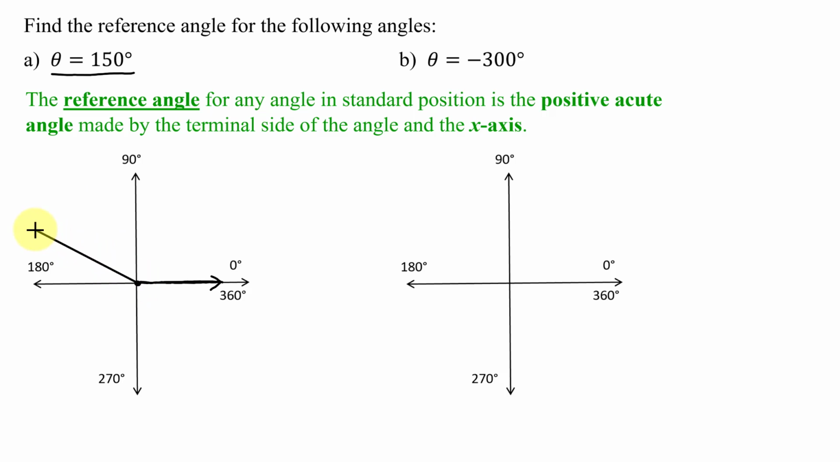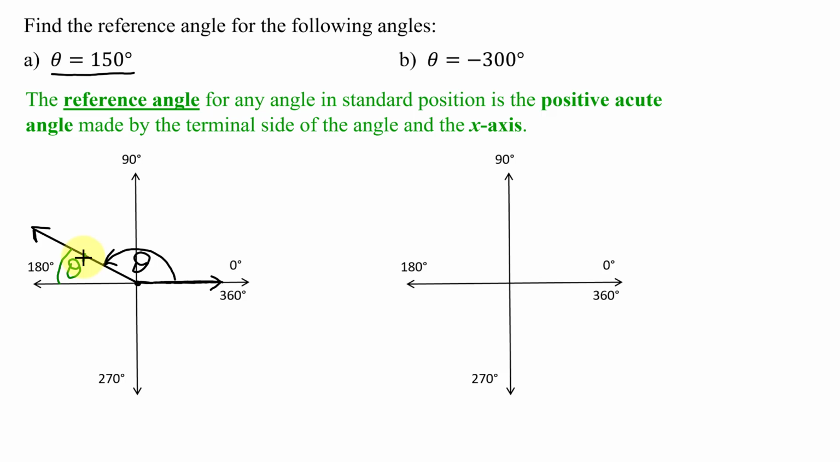So here is my angle that terminates in quadrant 2. This is theta, right there. And I need to find the positive acute angle made by the terminal side of the angle and the x-axis. Here is my terminal side. Here is the x-axis. So this angle here is the acute angle between the terminal side and the x-axis. This is my reference angle.